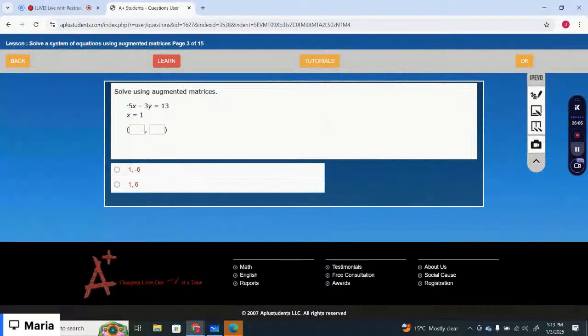Solve using augmented matrices. -5x minus 3y equals 13.